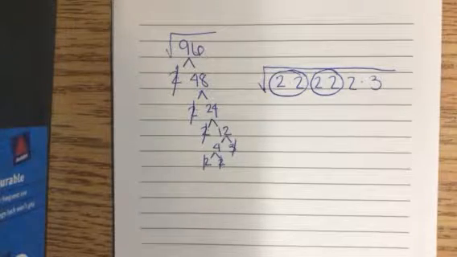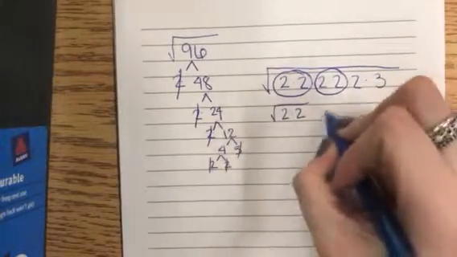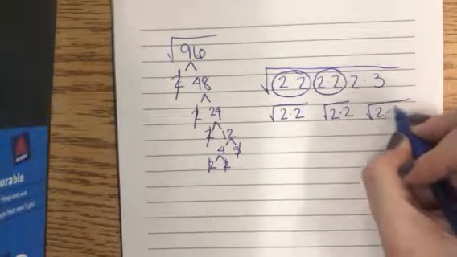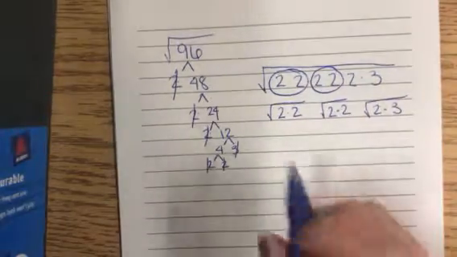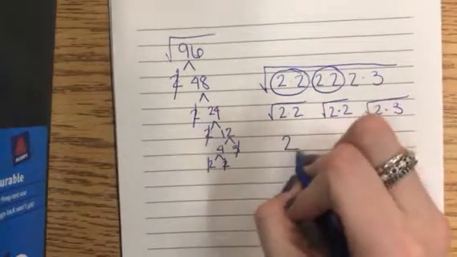Okay, so again, what's really happening is I'm really splitting these pairs into their own little category and leaving the uncircled stuff left over. So this says 2 times 2 is 4, but the square root of 4 is 2.